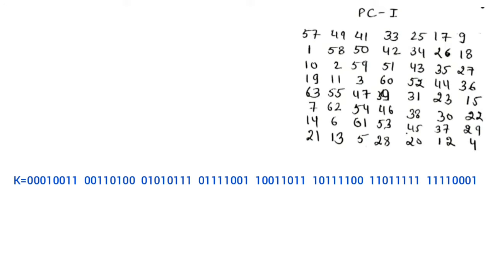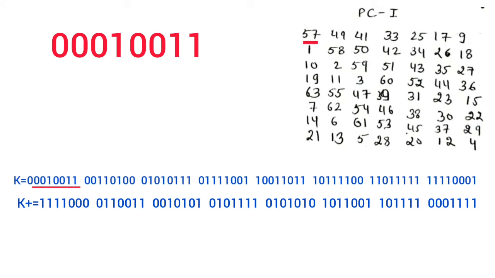For that, this is our key in binary format. We will convert the first 8 bits. We see that at the 57th position it is 1 in the key, so we will take 1 for the K plus key. Similarly, for the second bit of K plus, it is 49 in PC1. At the 49th position it is again 1, so we will write 1. Similarly, we will check the others for the 41st, 33rd, 25th, 17th and 9th positions. So the first block of K plus key is 1111000. It is 7 bits, and similarly we will convert the rest of the K to K plus.